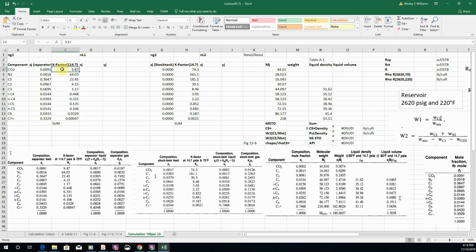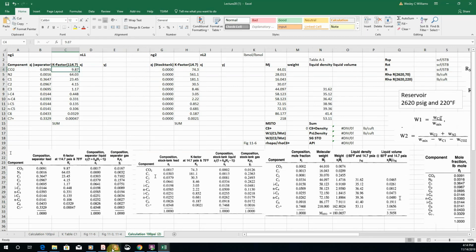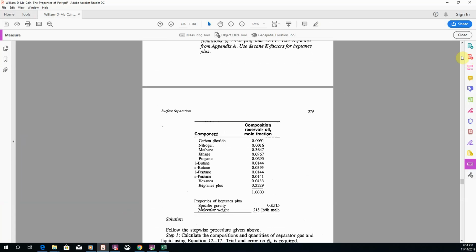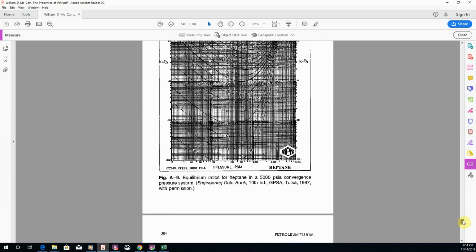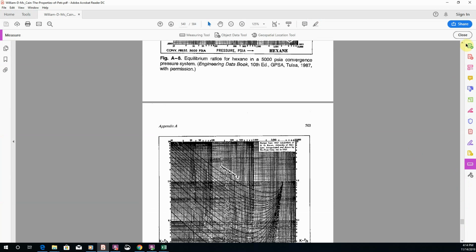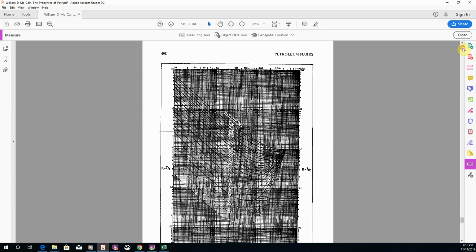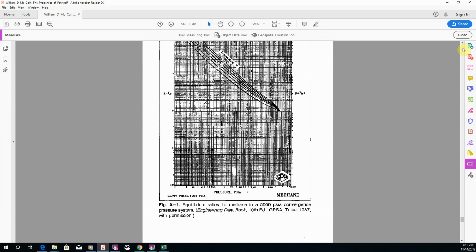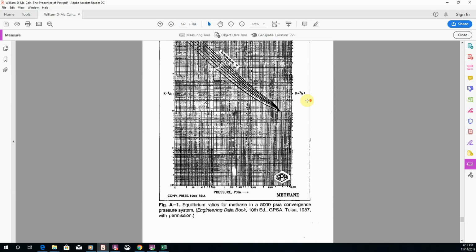These K factors I already went through and filled them in, so you see where I'm getting them from. There's two different ways. Well, I can show here what the K factor chart looks like. Of course, I've copied and pasted it here, but I can show you in the book too if you want. We go back to the appendix, and here's equilibrium ratios.